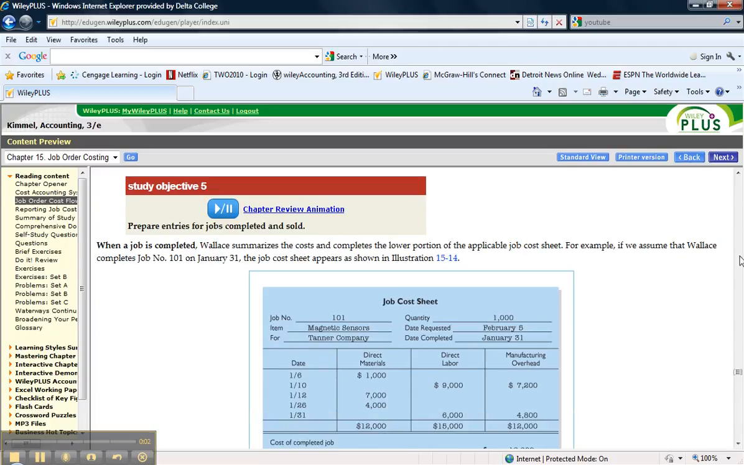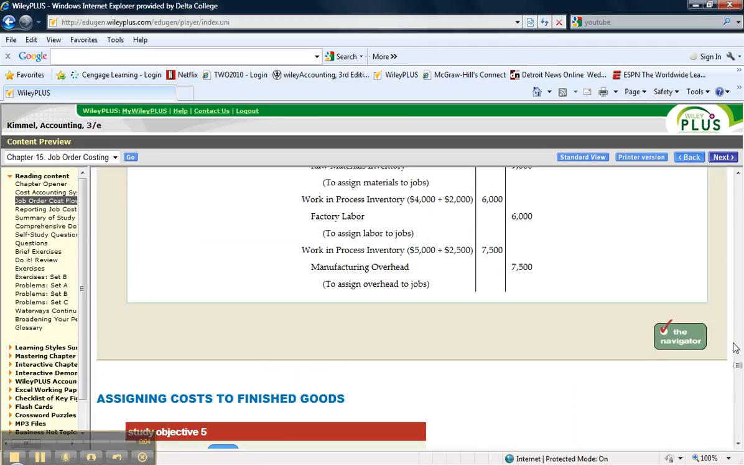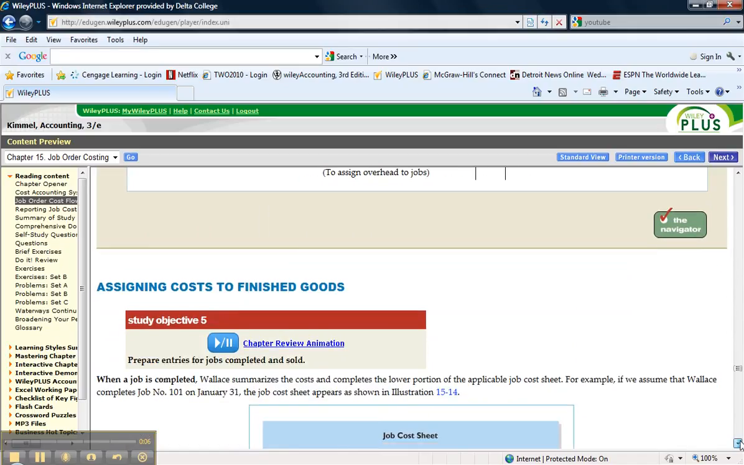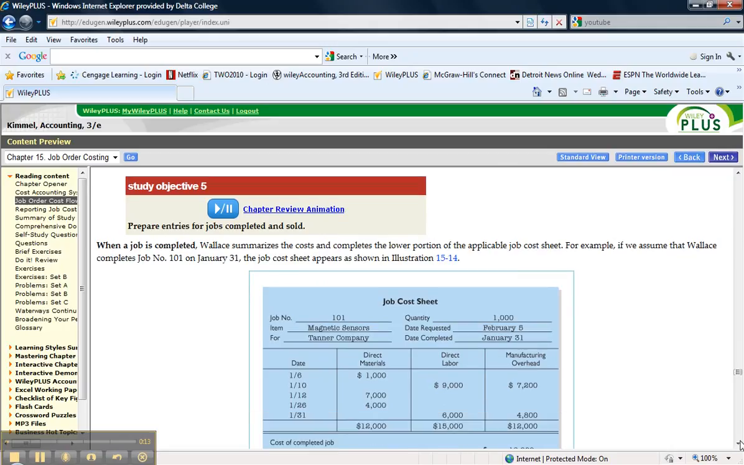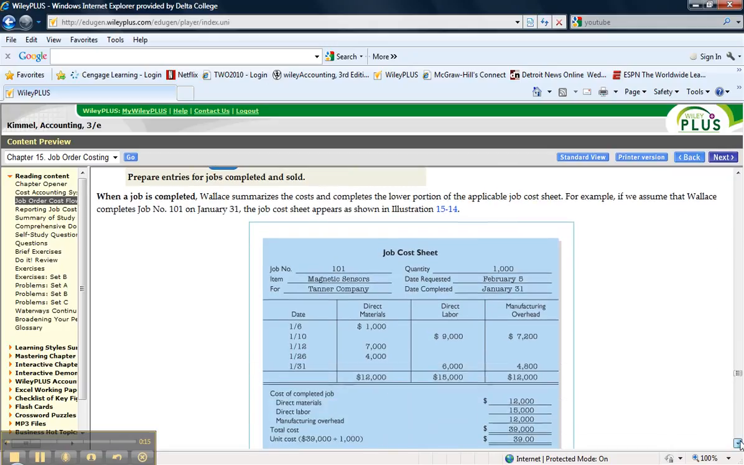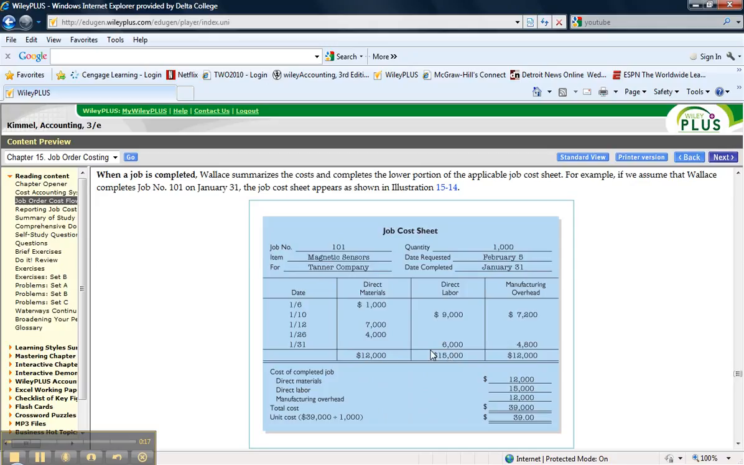Okay, assigning a cost to finished goods. This is when the jobs are done and we no longer need to keep the cost in work in process inventory. So we've got a job cost sheet here for job 101, and all the materials, labor, and overhead have already been added to the cost sheet.